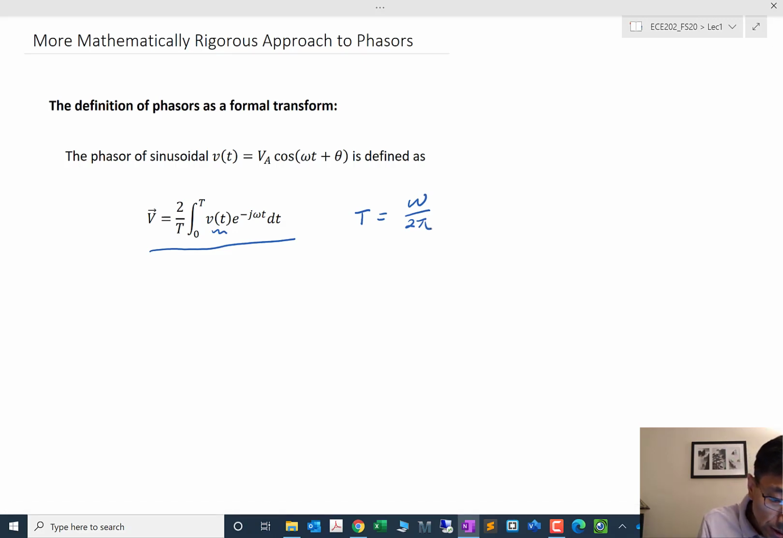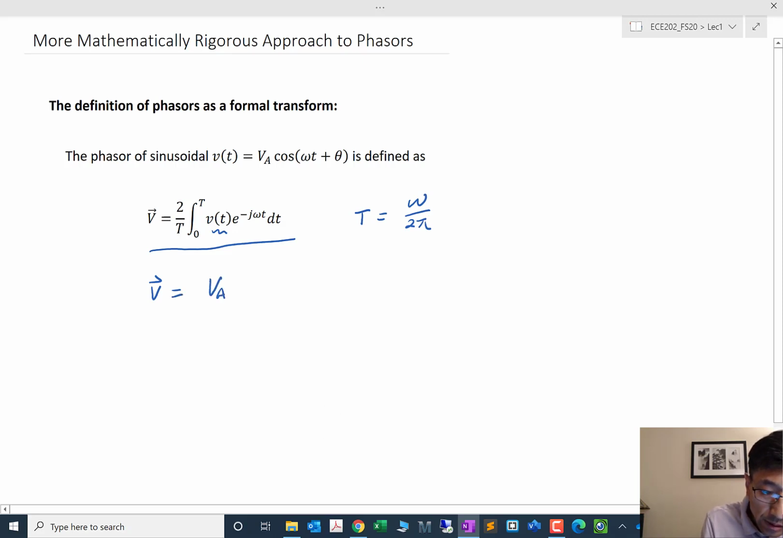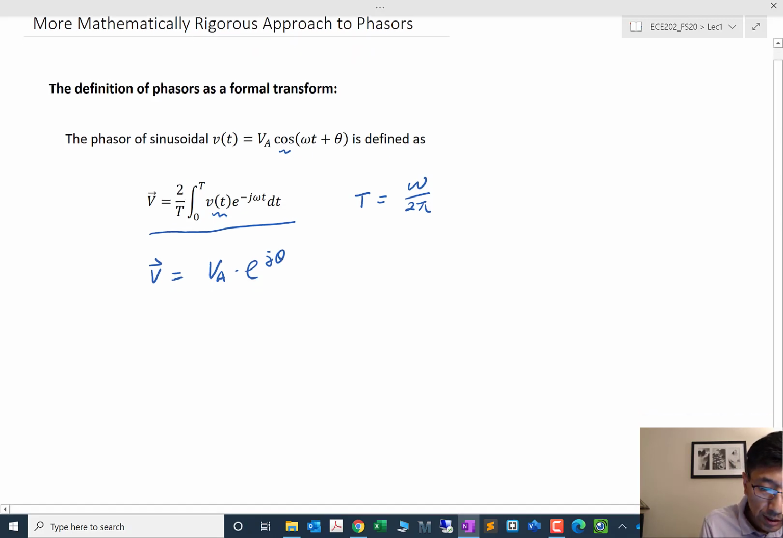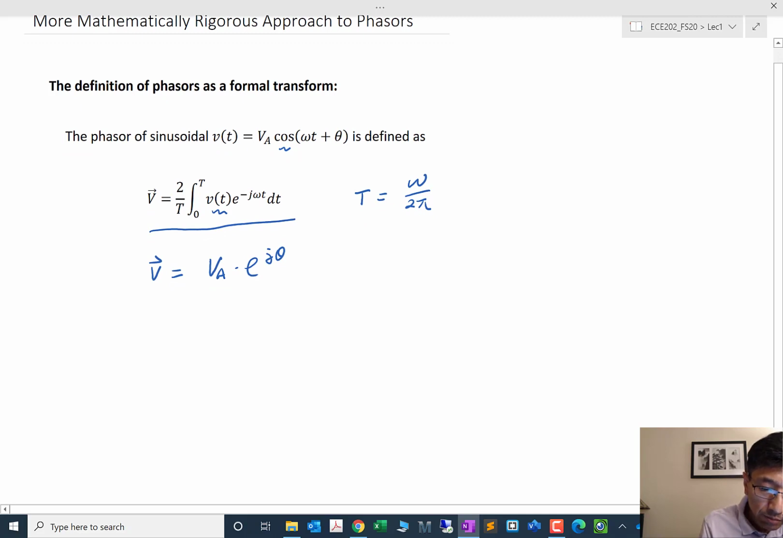We know the phasor of v should be equal to VA, since this is already a cosine function, and the phase angle should be theta, right? So let's check if this integration actually really gives us this phasor form.